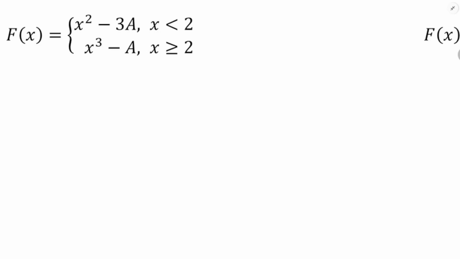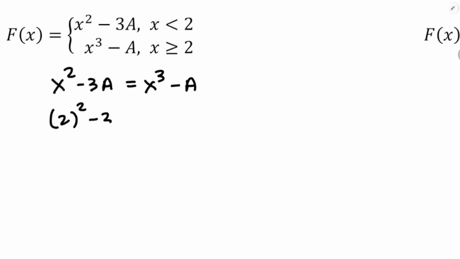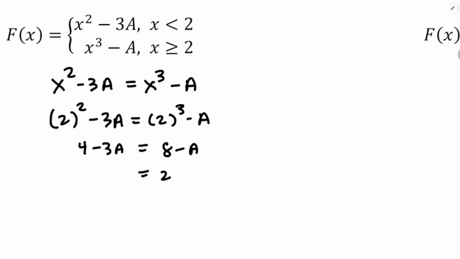X squared minus 3a when x is less than 2. So I'm going to need x squared minus 3a to equal x to the 3 minus a. Plug in x equals 2. I'm going to add 3a to both sides, maybe subtract that 8, divide by 2.